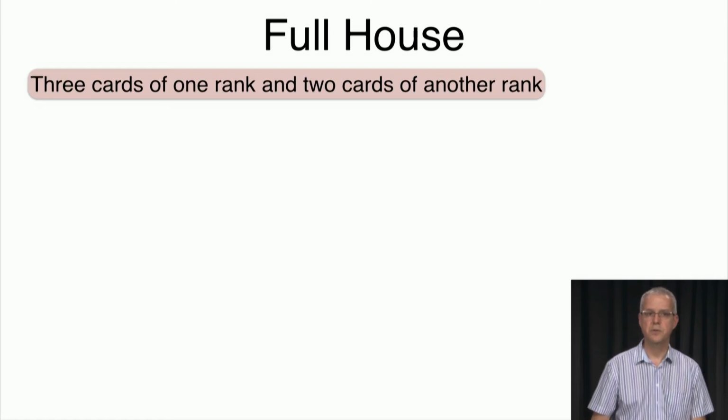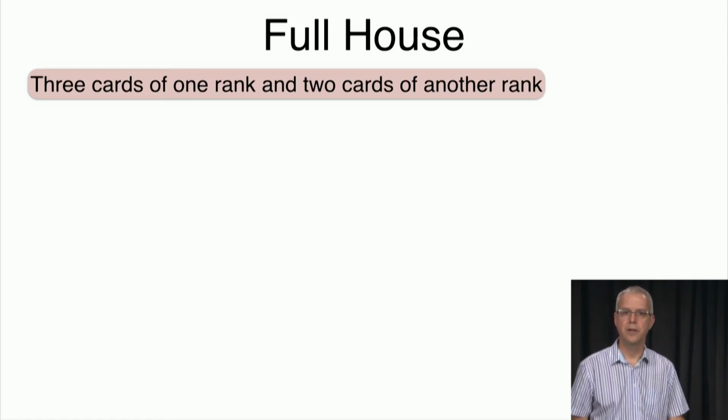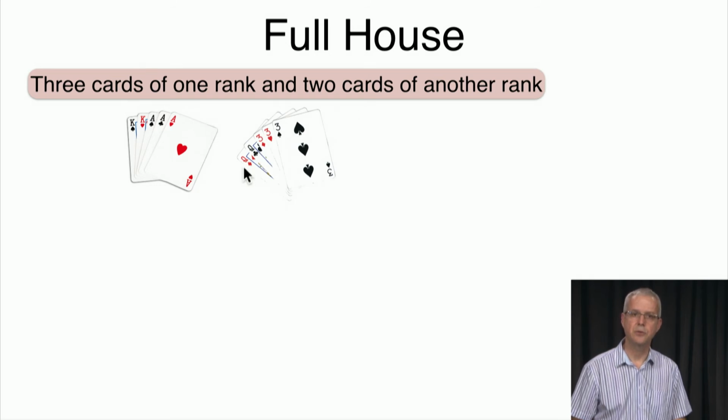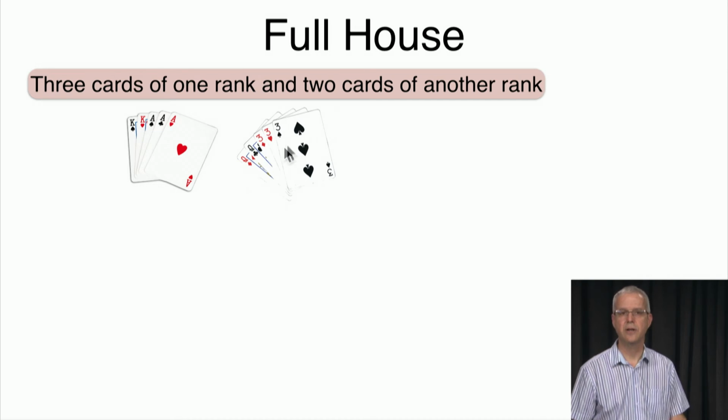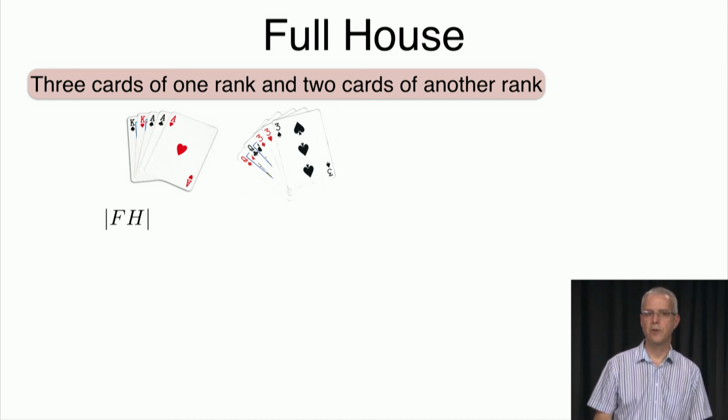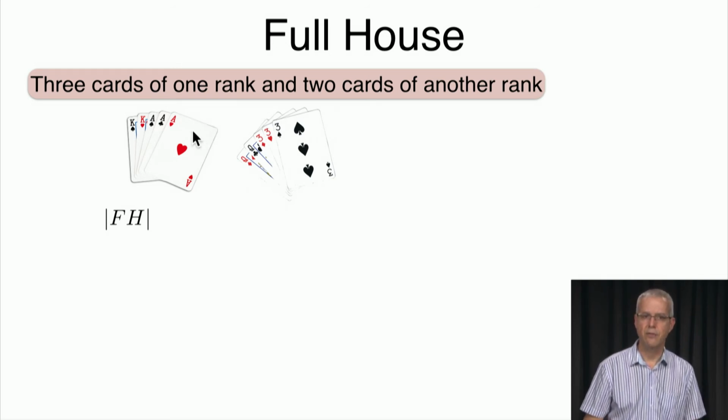Full house. A full house consists of 3 cards of 1 rank and 2 cards of another rank. For example, 3 aces and 2 kings, like here, or 3 threes and 2 queens, so 3 cards of the 3 rank and 2 cards of the queen rank. So that's a full house. And to see how many full house hands there are, notice that we need to choose the rank for the triple and the rank for the pair. So how many ways can we do it?